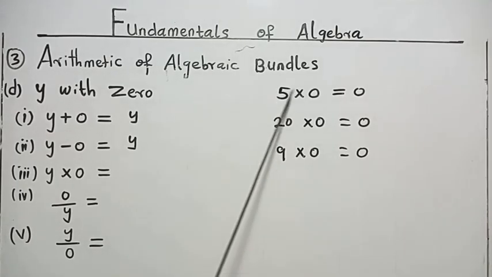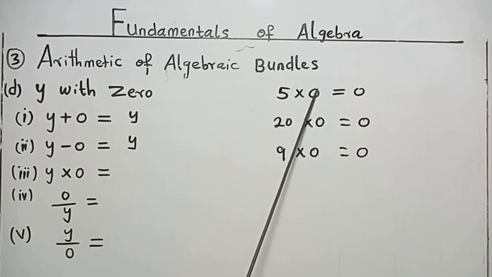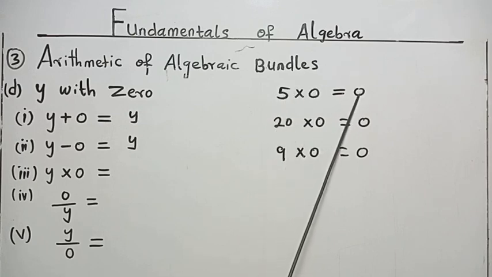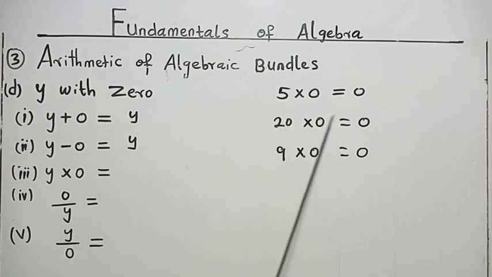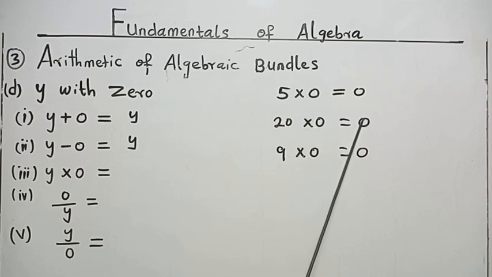We have this 5 times 0. The answer is 0. Why? 5 times 0 means bring 0, 0, 0 into 5 times. If you bring nothing into 5 times, you have brought nothing. Now, 20 times 0 is also equal to 0. It means bring 0, 0, 0 into 20 times. That is, bring nothing into 20. If you do that, you have still brought nothing. The same thing is applicable to 9 times 0. The answer will also be equal to 0.